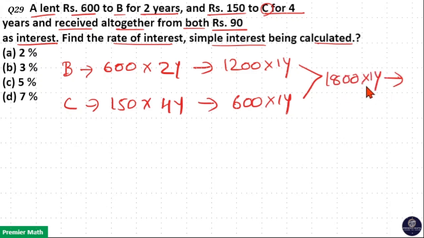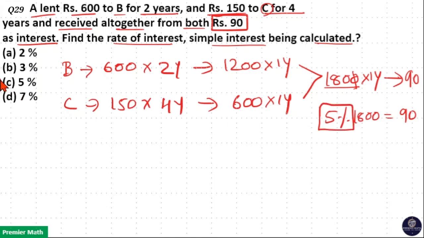Now this 1800 rupees principal is for 1 year, and he received a total of 90 rupees as interest from these two, B and C. That is, interest is 90, principal is 1800, number of years is 1. Now 90 is how much percentage of 1800? 100 percentage of 1800 is 1800. 10 percentage of 1800 is 180. That means 5 percentage of 1800 is 90. That means rate is here 5 percentage. So option C is your answer.